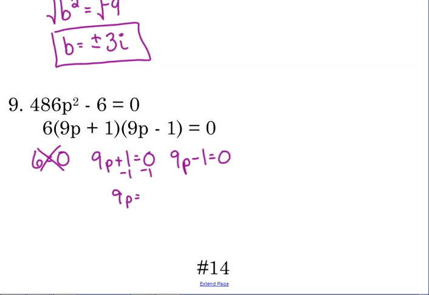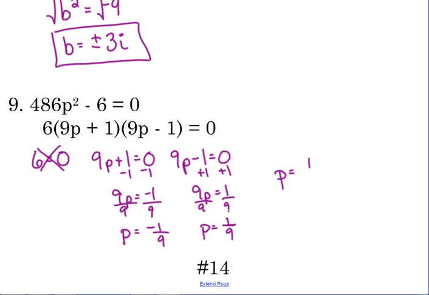So 9p equals -1. Divide by 9. P equals -1 over 9. Add 1. Divide by 9. P equals +1 over 9. You can write them separately, or you can shorthand it, plus or minus 1 over 9. So quadratic, so we expect two answers, positive and -1 over 9.